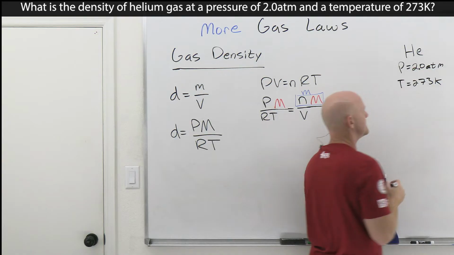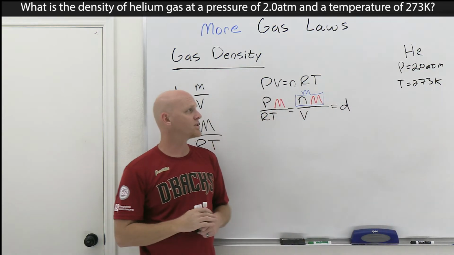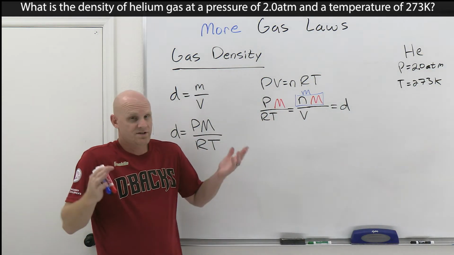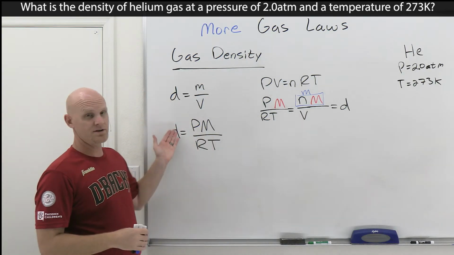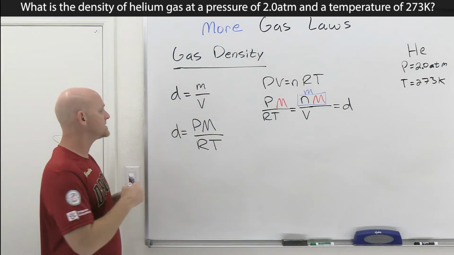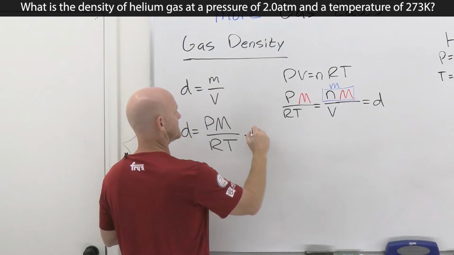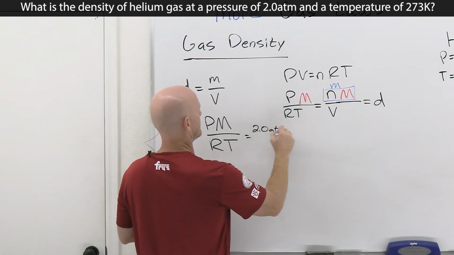So not at STP exactly, so standard temperature, but not the standard pressure. And we want to know what's the density. Well, okay, we could take this approach, and if you know the equation, well, then it's going to just be plug and chug. And in this case, we just plug in that 2.0 atmospheres.